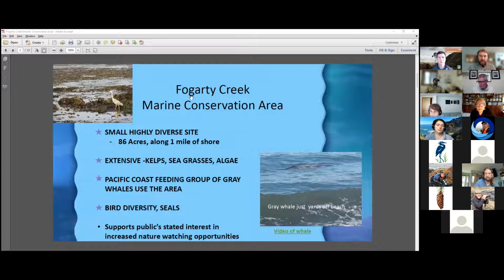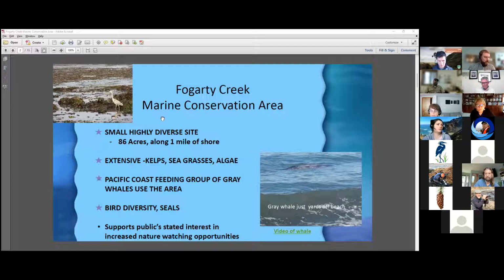I'm proposing this as a marine conservation area. And I'm willing to discuss if it's better to have it as a continuation of the research area, but I would like additional protections than what the research area provides right now. So I don't know if that would make it easier or not. I'm talking about a very, very small, highly diverse area. It's along 1 mile of shore. It consists of 86 acres within the polygon. And it's very different than the Boiler Bay area used for research right now.